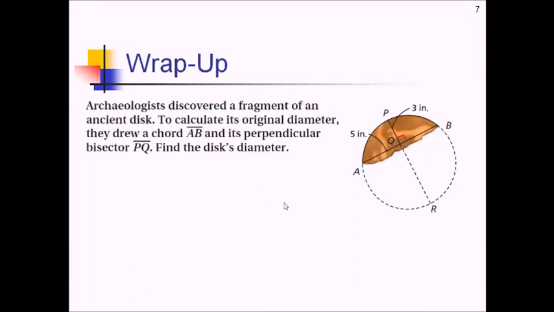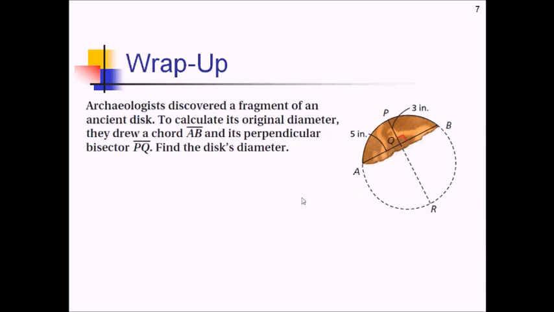To wrap things up, we're going to do a real application. Let's say that archaeologists have discovered a fragment of an ancient disk. So they don't actually have the whole circle here, they just have this little piece. They're assuming the whole thing is a circle. So to calculate its original diameter, they drew chord AB and its perpendicular bisector PQ. We want to find the disk's diameter based on this, and all we know is that this segment over here, and because it's a bisector, this segment over here are both 5, and this little segment in here is 3.